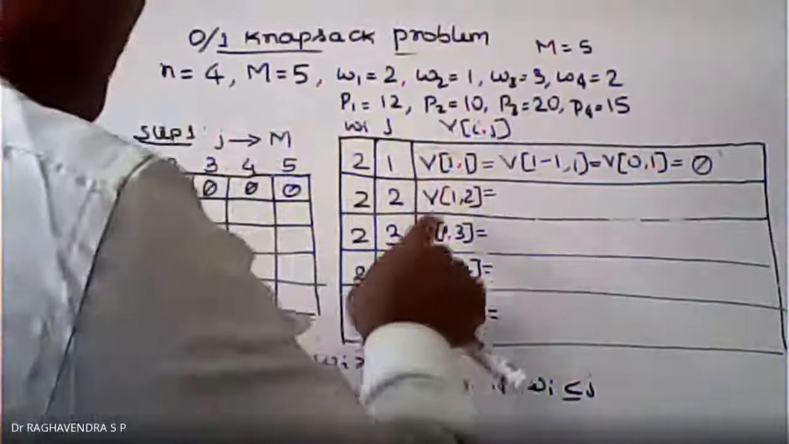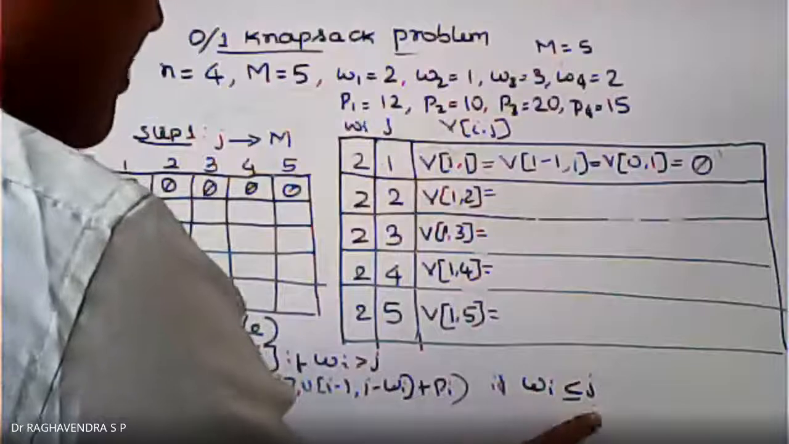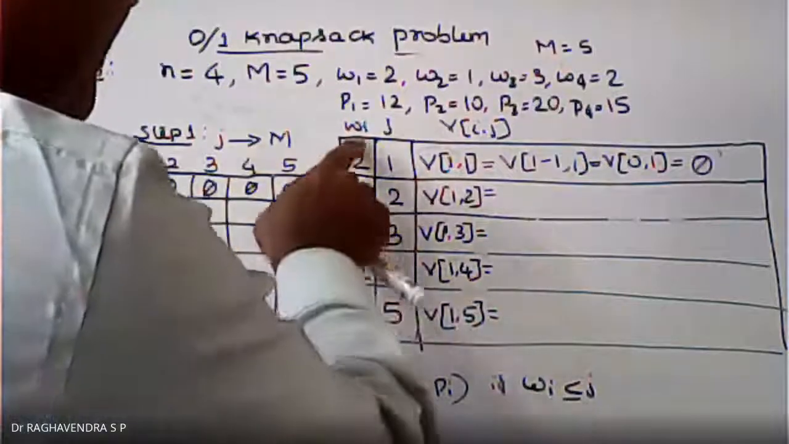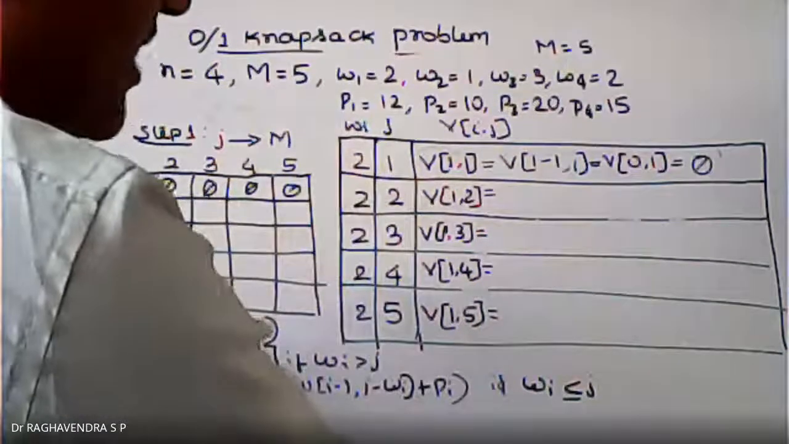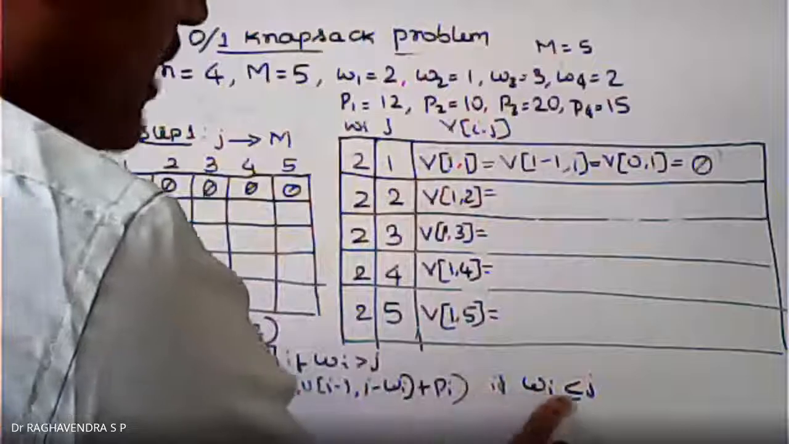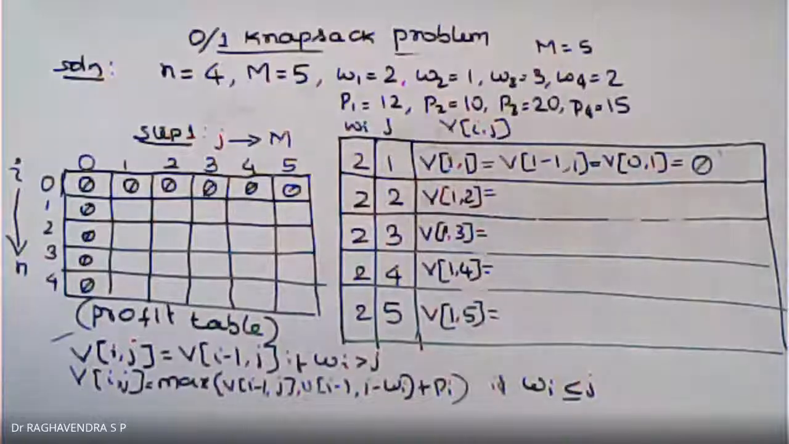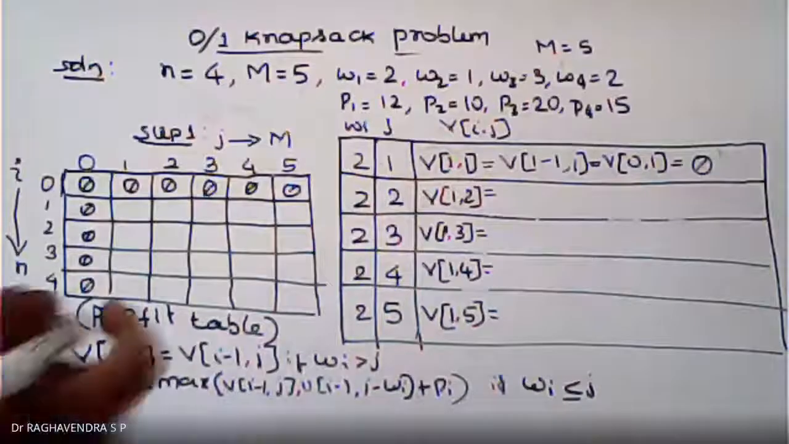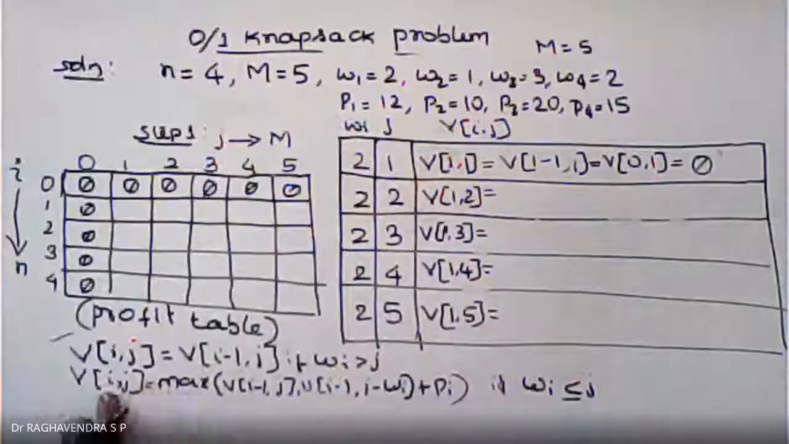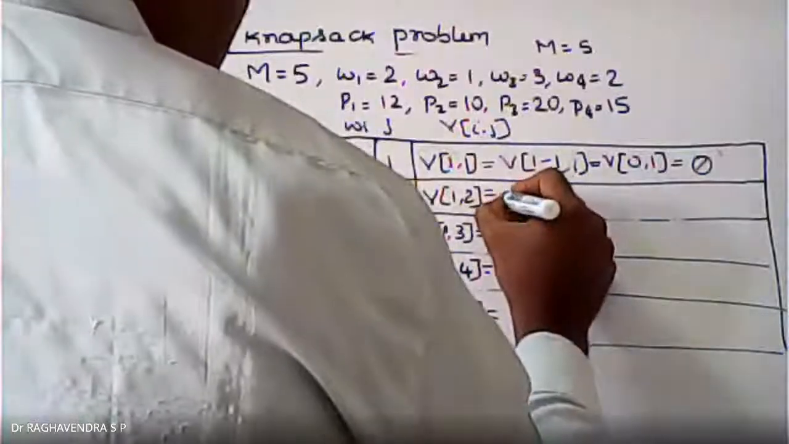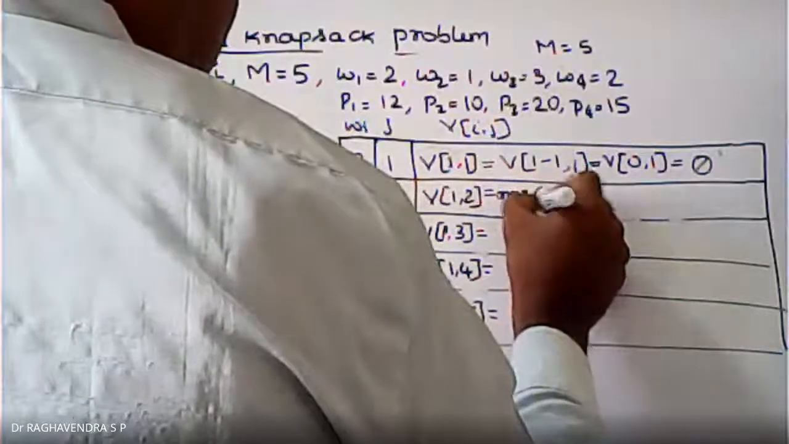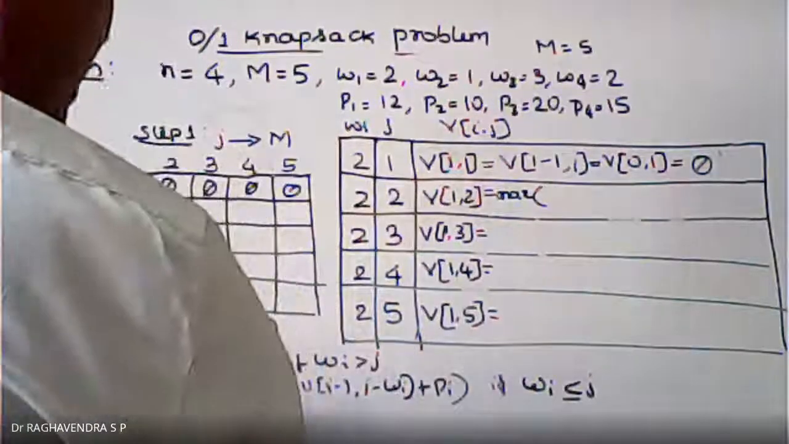Dear students, look at case 3: Wi less than or equal to J. Here we have Wi = 2 and J = 2. So 2 is less than or equal to 2, right? That is why it comes under case 3. So I will substitute the same formula: max of V of I minus 1, J.